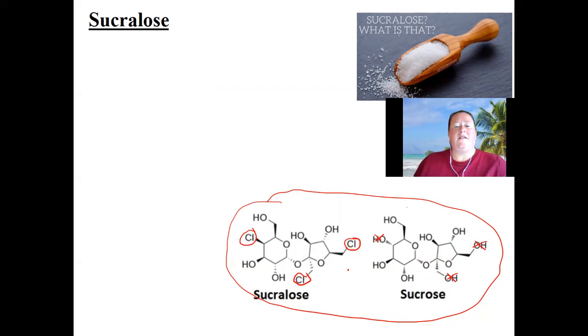And you see on the ads, well, Splenda is just like sugar because it's made from sugar or something like that. I don't remember what it is, but it literally is sucrose that has been modified, and these 3 OH groups have been replaced with chlorines.